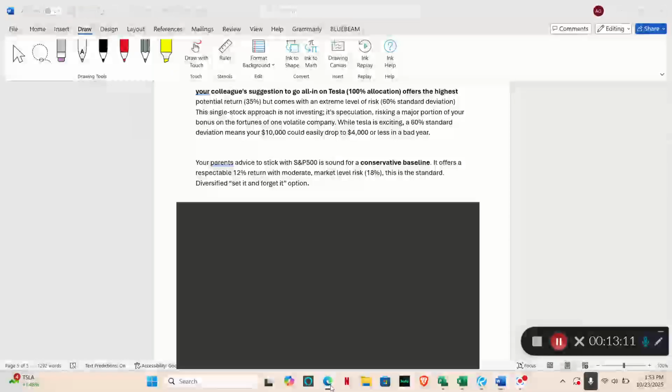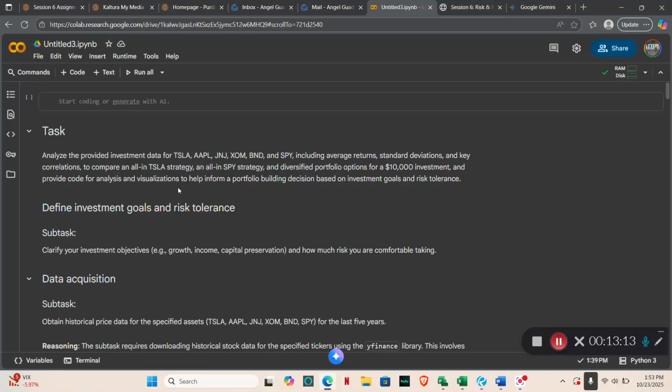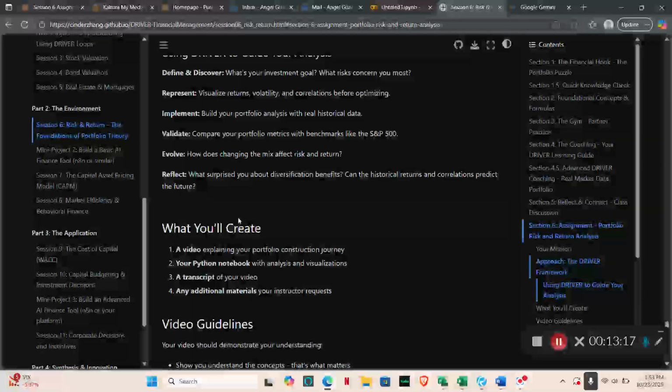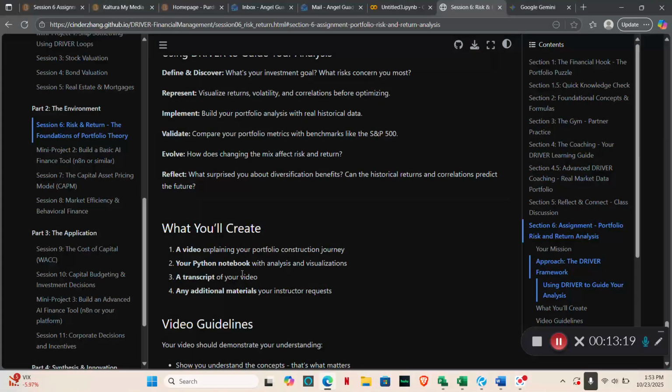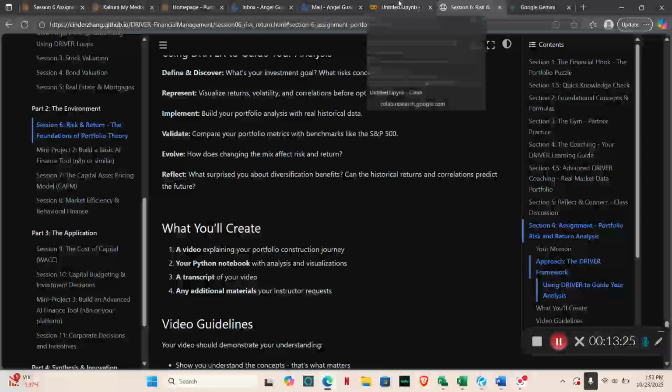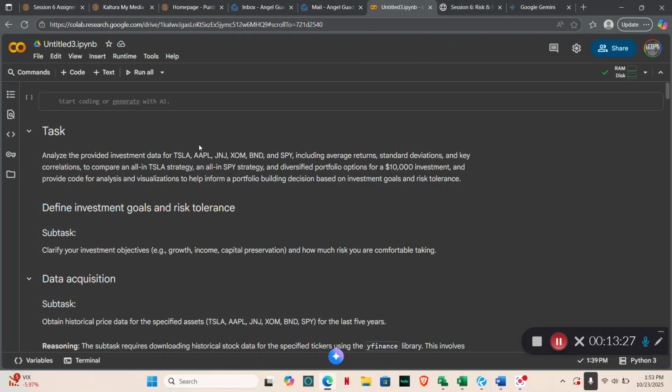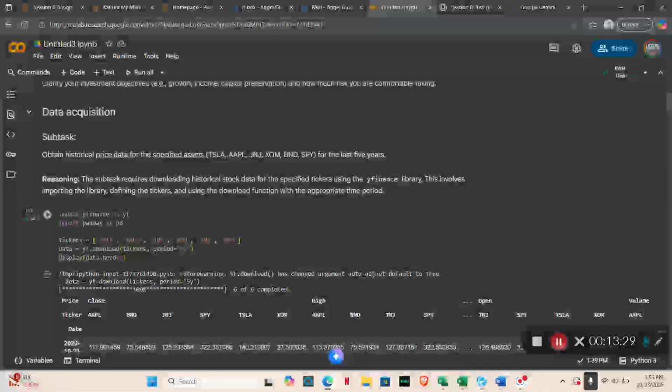This is all I have. Moving on to my coding. Before I do this, in my Python notebook, we're going to do analysis and visualizations of the situation. So we analyze the situation.